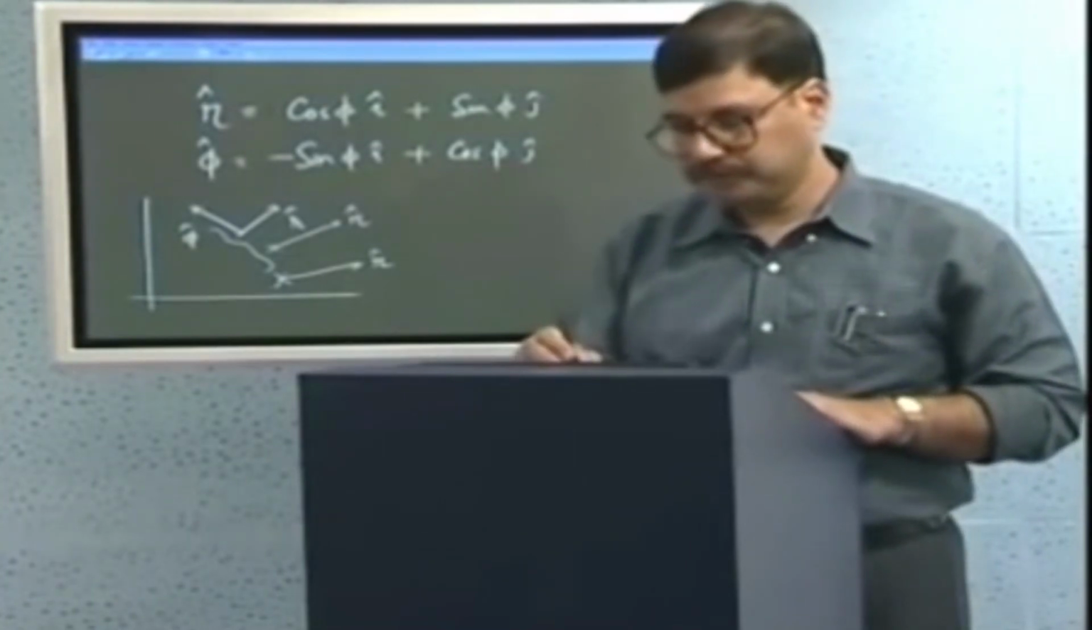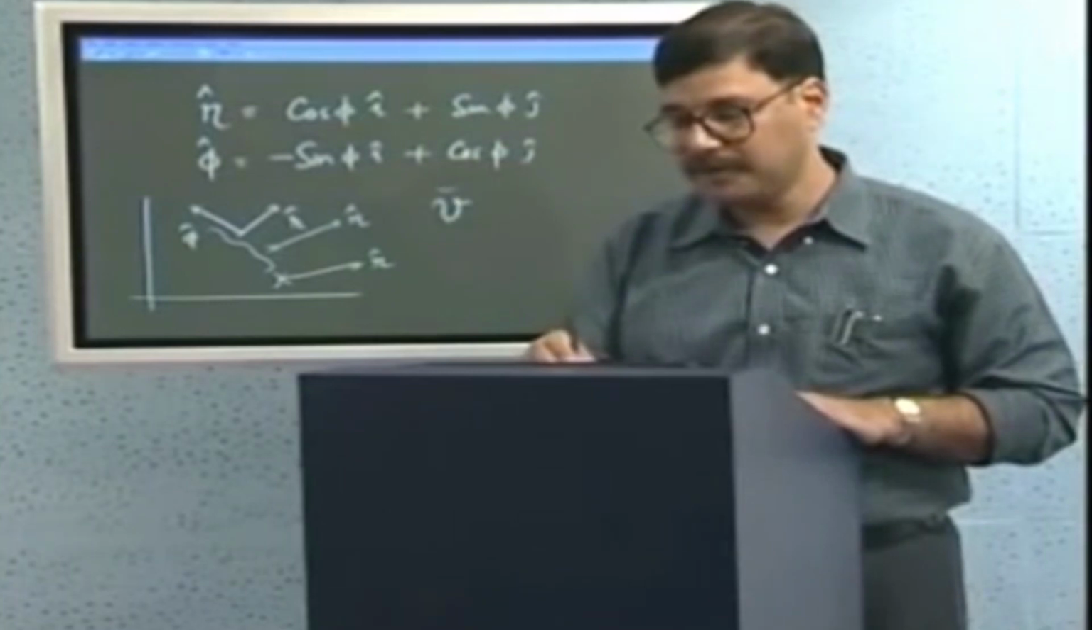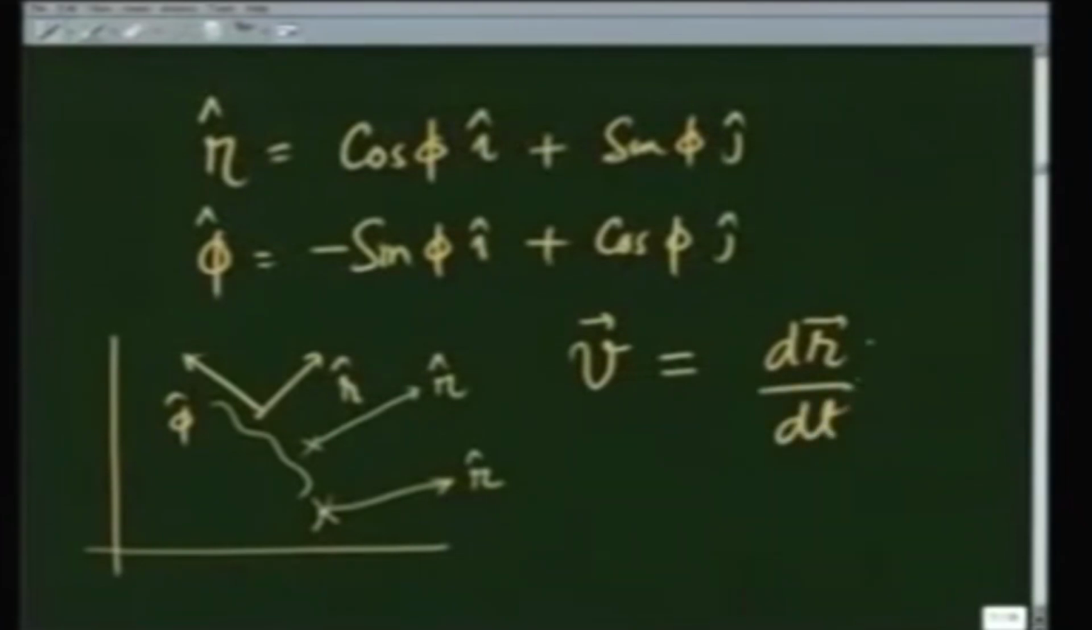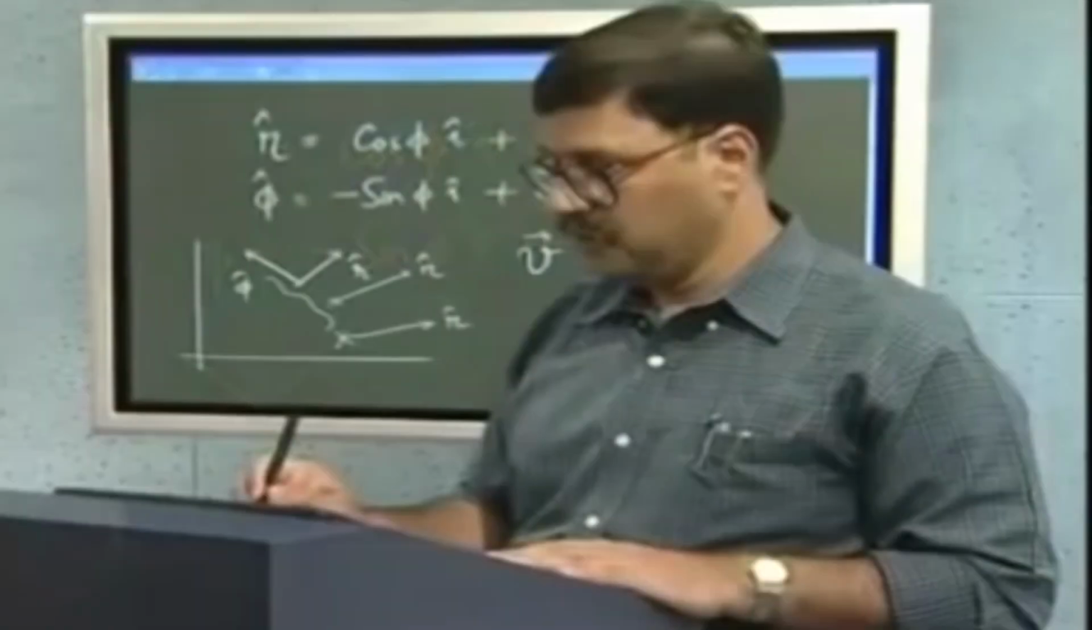For example, if I calculate the velocity, which is given by dr by dt, as the particle moves around, both the magnitude of r and its direction are changing, and in the next few minutes we will see how we take that into account. To start with, let us start with the position of the particle. So, a particle is given here at a distance r from the origin, making an angle phi from the x axis.